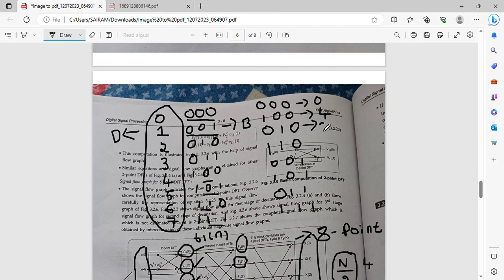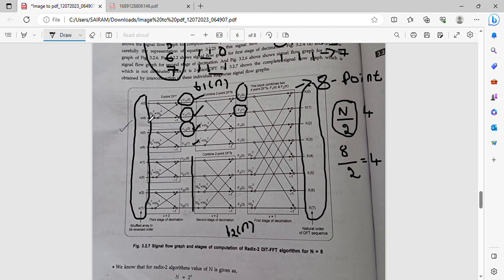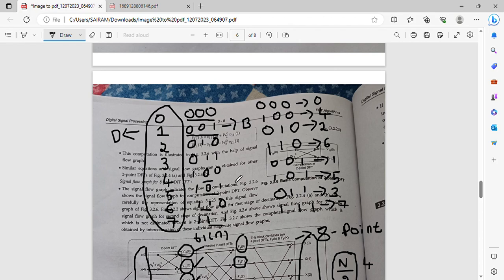Here it is 2, right? And once again here it is 6, and once again this is 7, and once again this is 1, and once again this is how much? So this is 5, and once again this is how much? 2. I'm sorry, 3, right? Yes. So this is what you got, right? So X of 0, X of 4, X of 2, X of 6, X of 1, X of 5, X of 3 and X of 7. This is what you got, right? How did you get it?